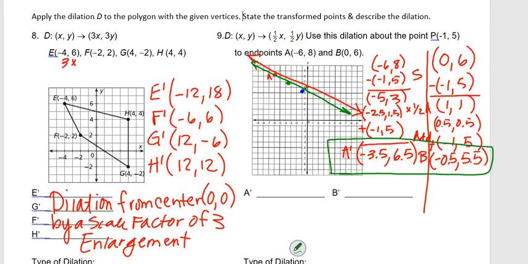Okay? So remember your process. Subtract the point that we're dilating from or about, and then dilate it, and then add back that point that you subtracted.